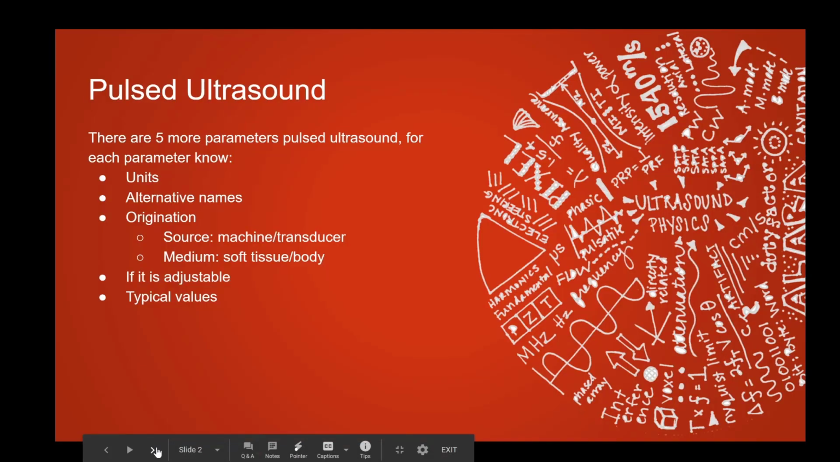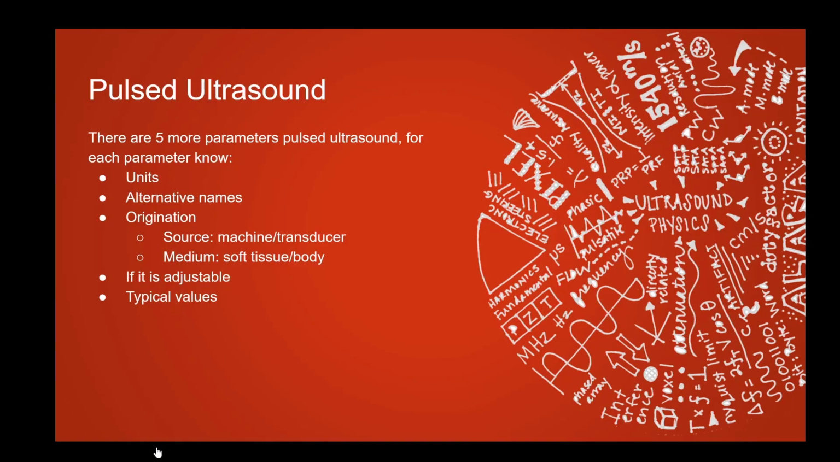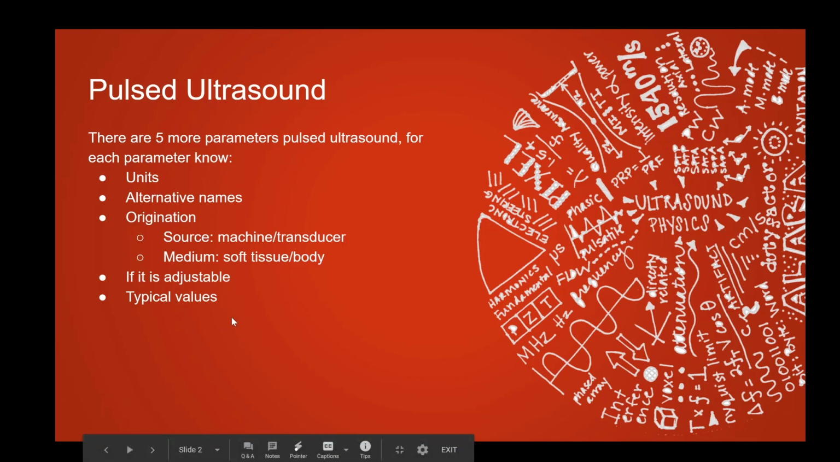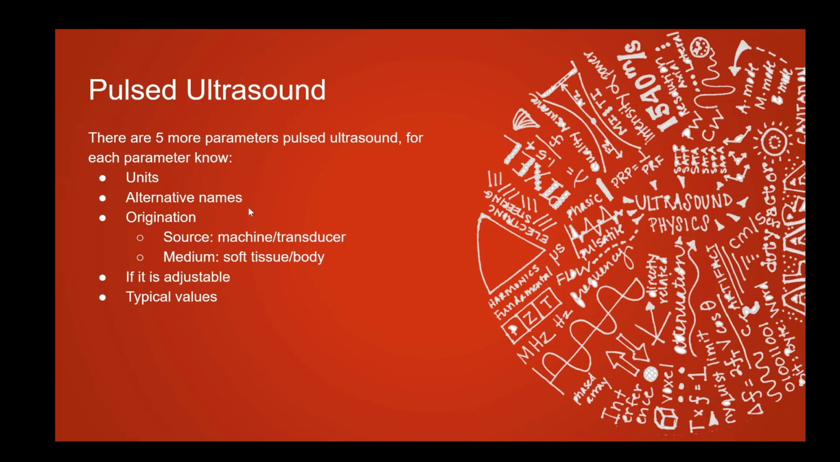So just like we did with the 7 parameters of sound, there are going to be certain characteristics that you're going to want to know for these pulsed characteristics, or the 5 pulse parameters. They're the same ones as we did for the regular sound ones. You'll want to know the units, if they have any alternative names, where they originate from. Is it the machine or is it the body? Can we change it, and then what typical values are.